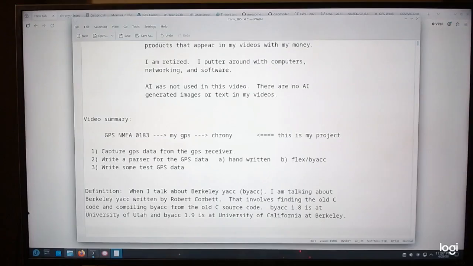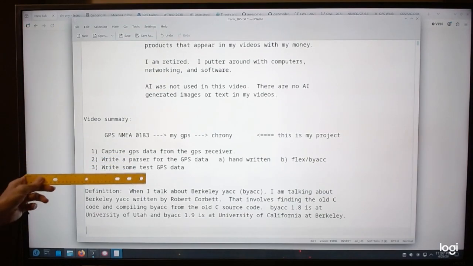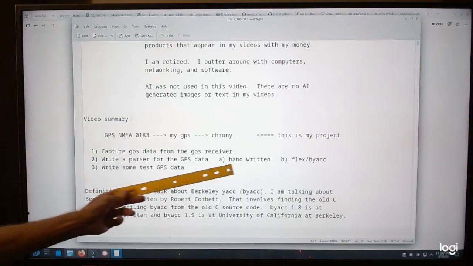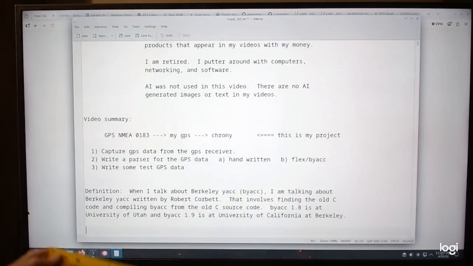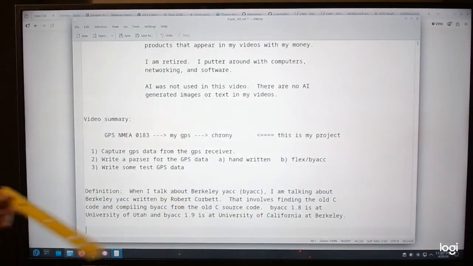Video summary. We'll capture some GPS data from the GPS receiver, write a hand parser and a flex byacc parser, and write some test data for those parsers.